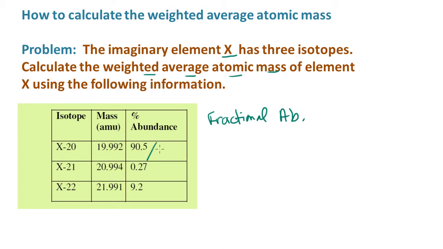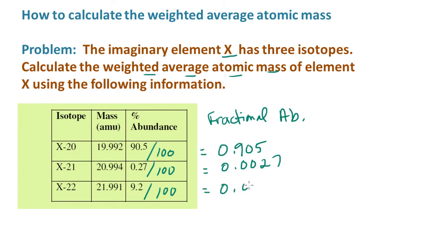So if I divide 90.5% by 100, I end up with 0.905. 0.27 by 100, I end up with 0.0027. And 9.2 divided by 100 will give me 0.092. So these are the fractional abundances.